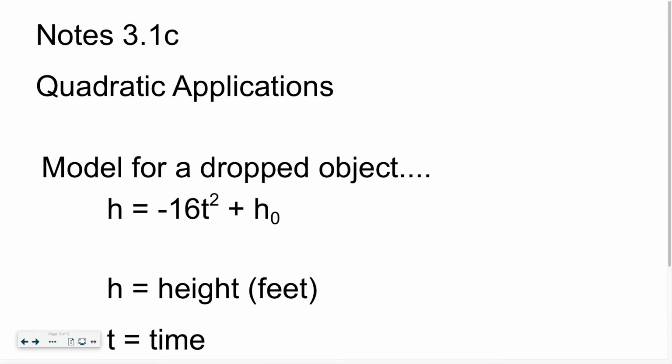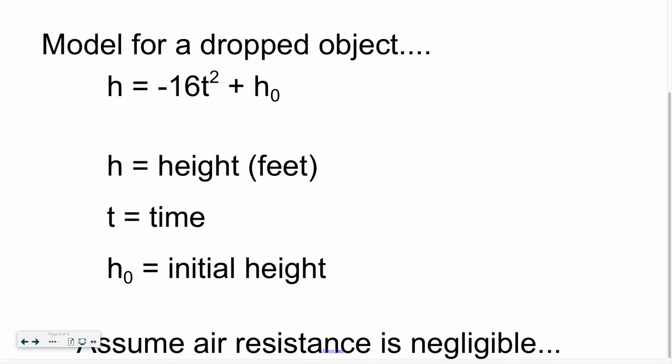Here is what our variables represent. The regular h is height, and in this model it would be in feet. T represents time, which is usually in seconds. And then h sub 0 is a specific height. It's the initial height. So if we're talking about a dropped object, if I'm holding that marker in the air, it's at the height that I was first holding it.